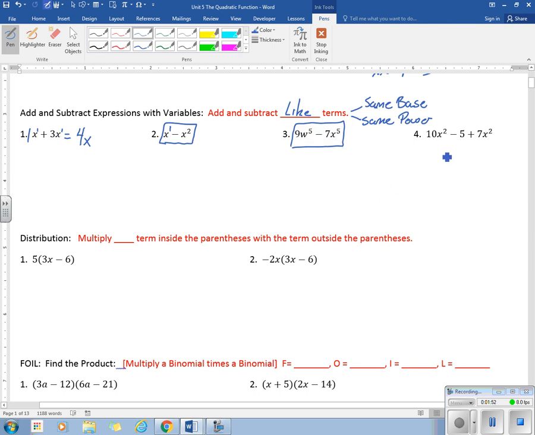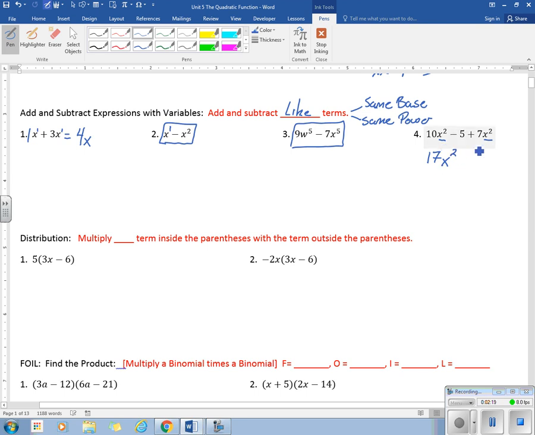If you look at number 4, we'll actually be able to add some of this one together. We have a 10x squared, so base is x, power is 2, minus 5, which is a constant and could be added with other constants, plus 7x squared. We do see we have x squareds here and here. They do not have to be next to each other. If everything's being added or subtracted in a long string, we can add those together. So 10x squareds plus 7 more x squareds gives me a total of 17x squareds.